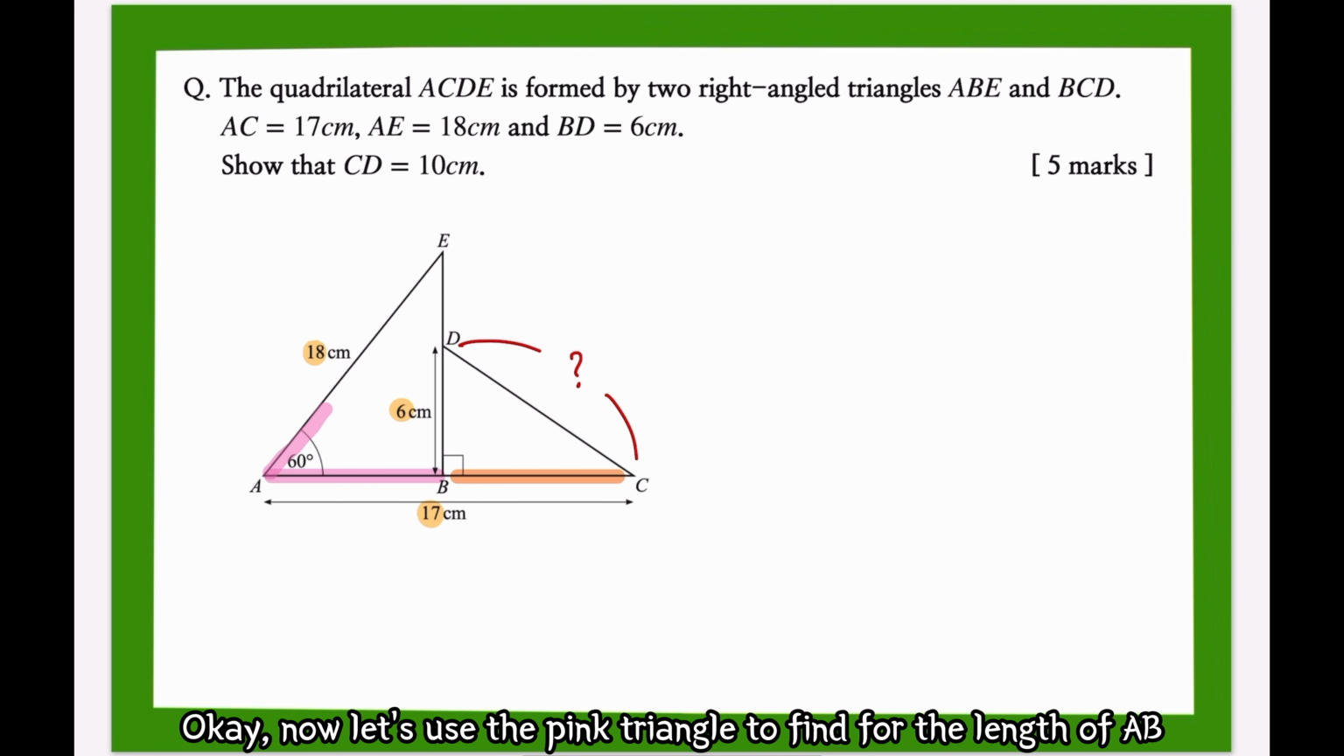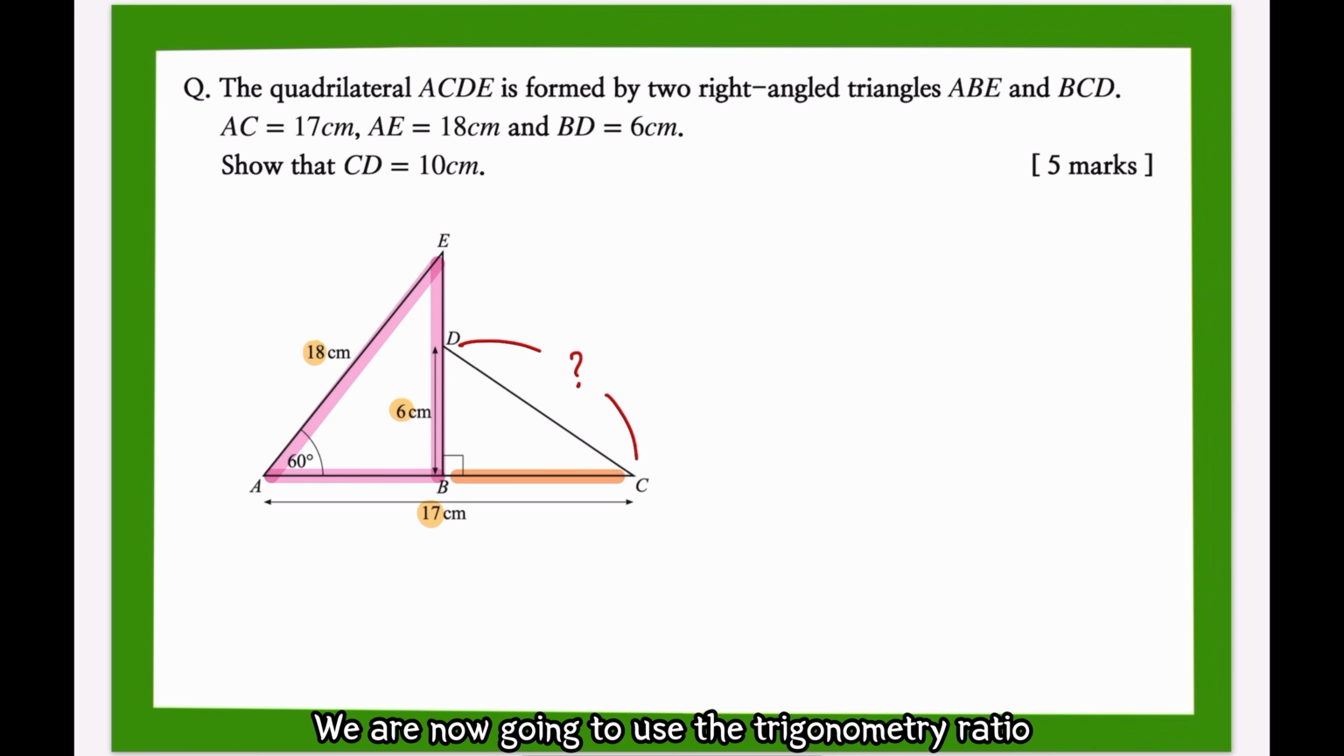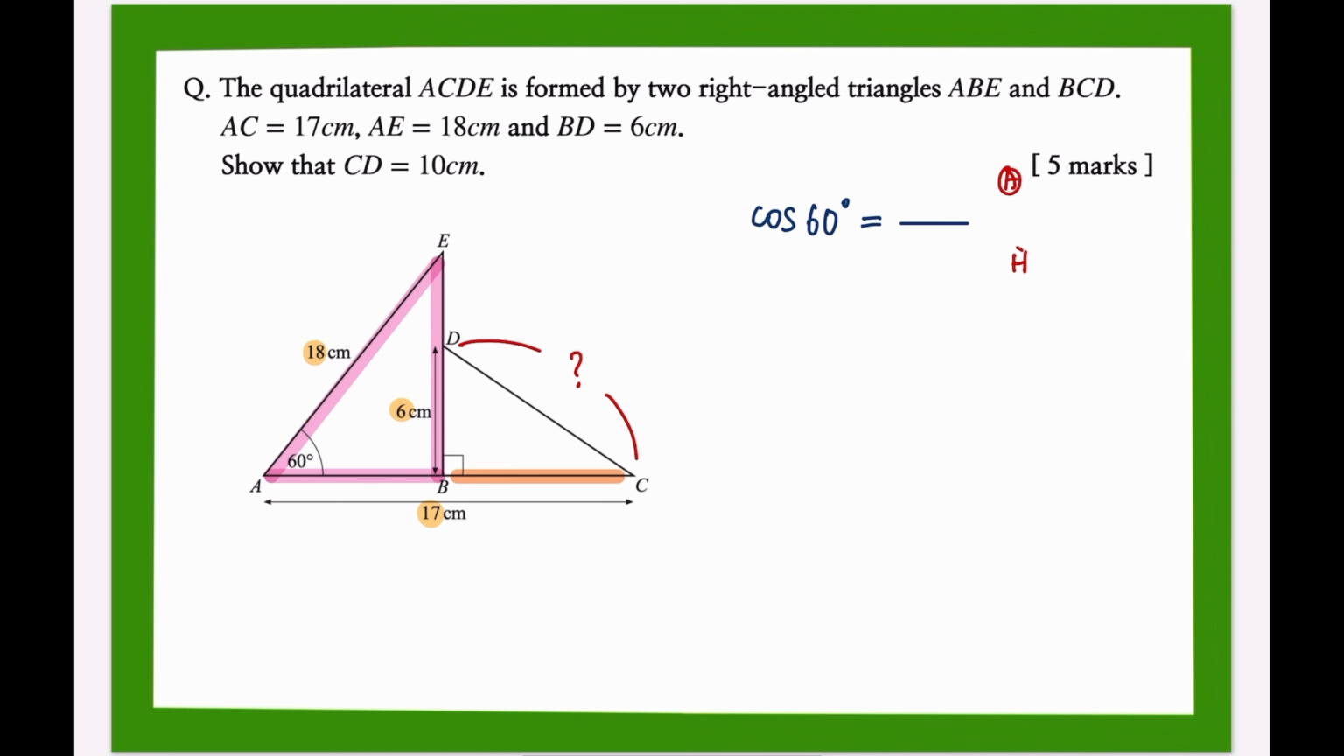Okay, now let's use the pink triangle to find the length of AB. We're now going to use the trigonometric ratio since it's a right-angled triangle. Since we have to find the length of AB, we have to use the cosine ratio. So cosine 60 is equal to adjacent over hypotenuse. So the adjacent is AB, while the hypotenuse is AE.